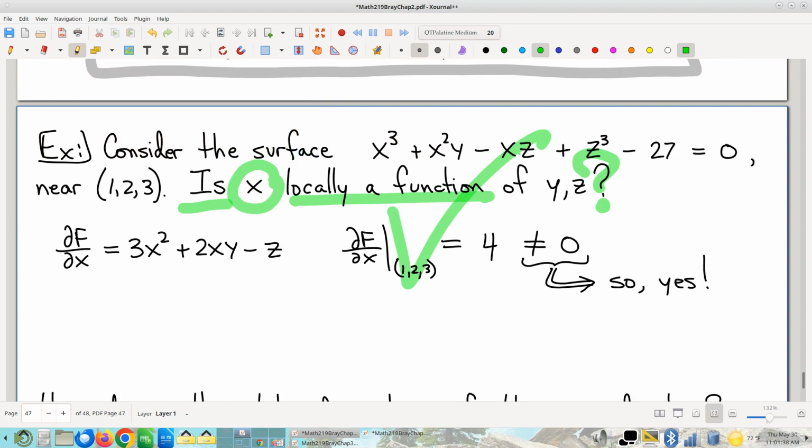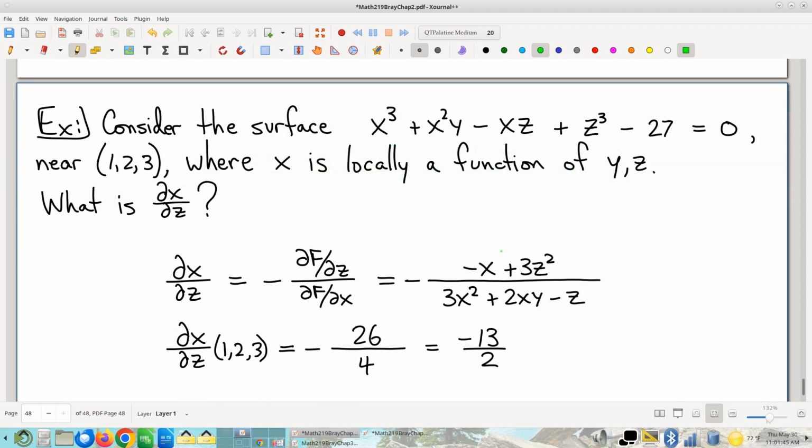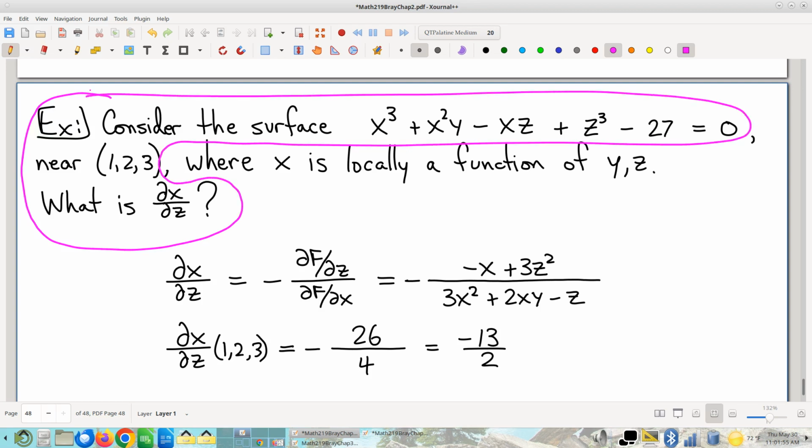So typically, how this will go down on a test, for example, or if there's a homework exercise, what you should expect to see is basically this, where this is not given. And when you see this, we have a surface described by an equation. We're interested in what's going on near a certain point. Compute the partial of x with respect to z. It's your responsibility. It's on you.